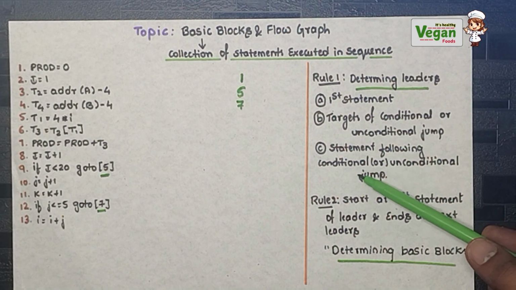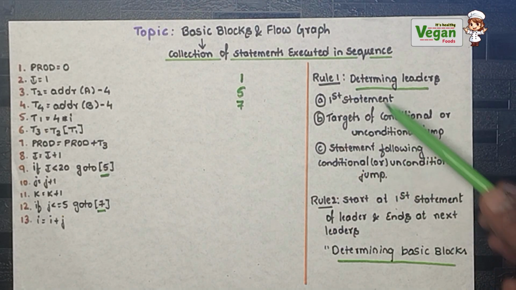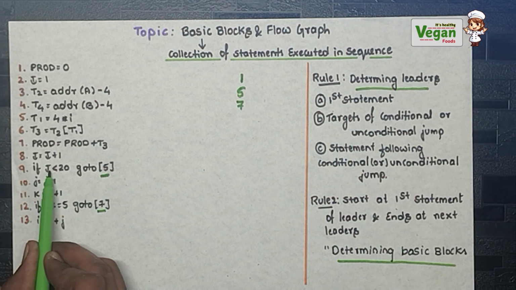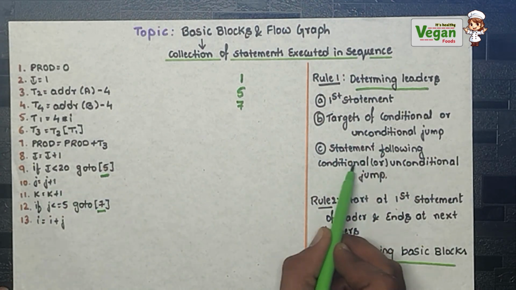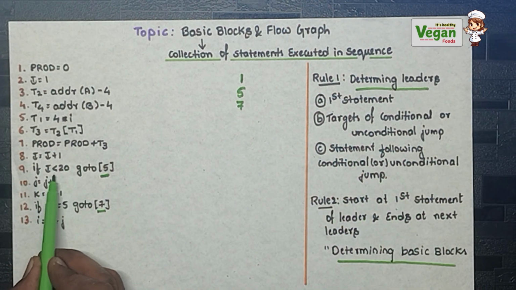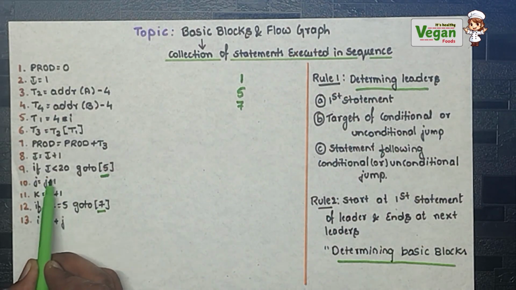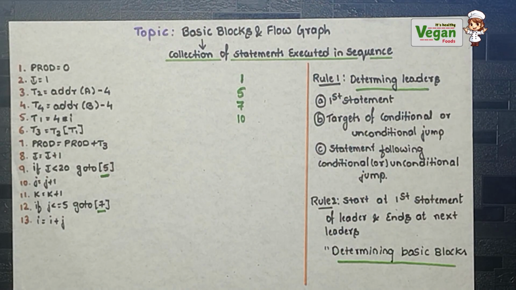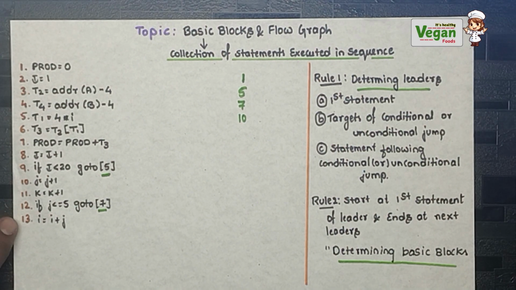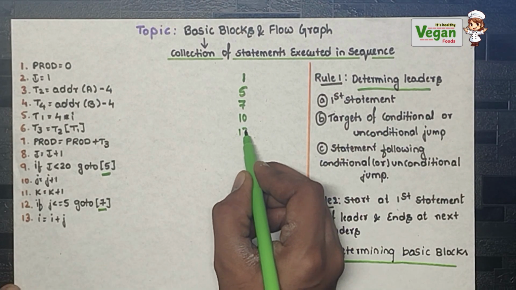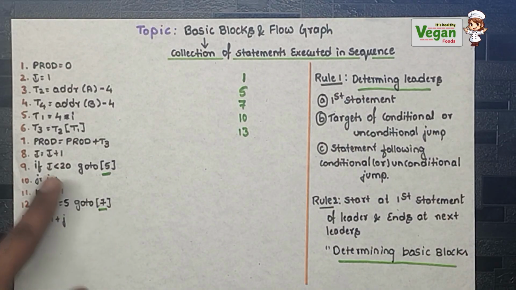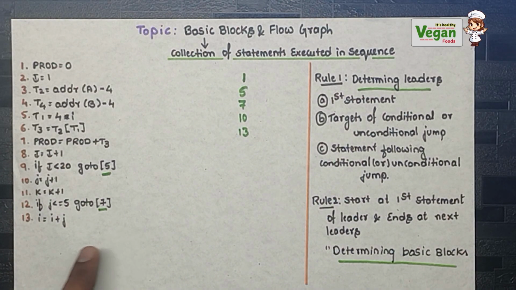Third, the statement following a conditional or unconditional jump will also be considered a leader. So after 9, the statement following the conditional statement, the ninth one being the conditional statement, is j is equal to j plus 1. The 10th one will be the leader, and after the 12th one, the 13th will be the leader again. Because the 12th one is the conditional statement which produces the target, and the target will also be a leader, and its next following statement will also be a leader.